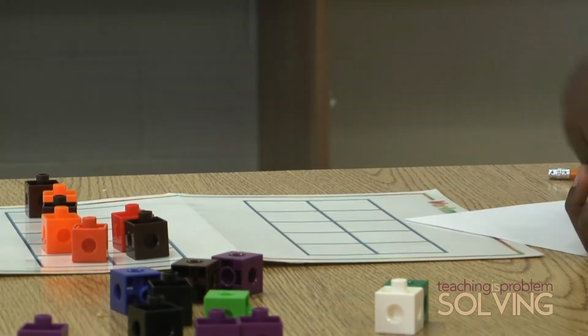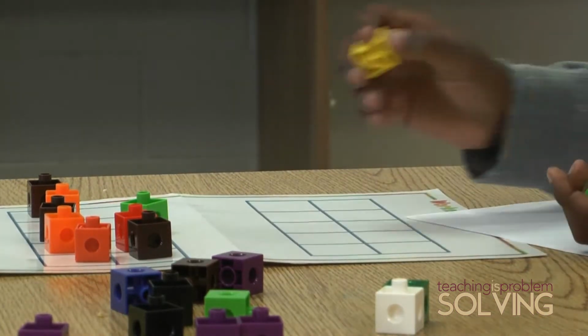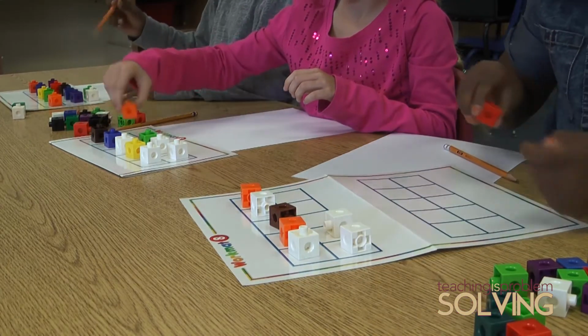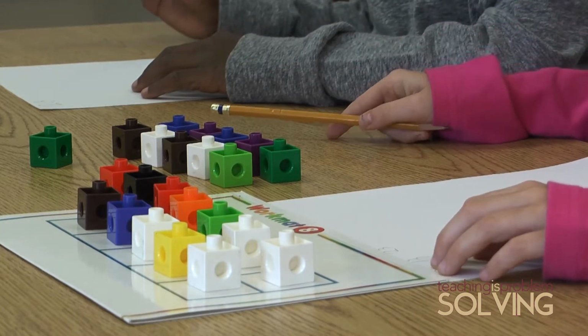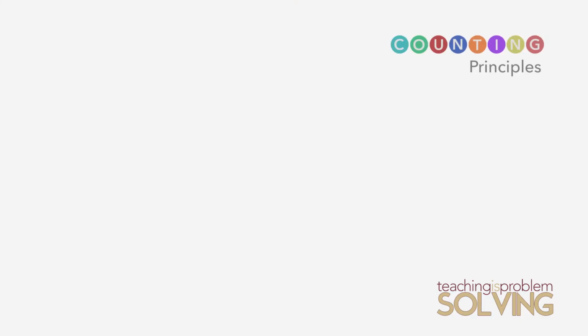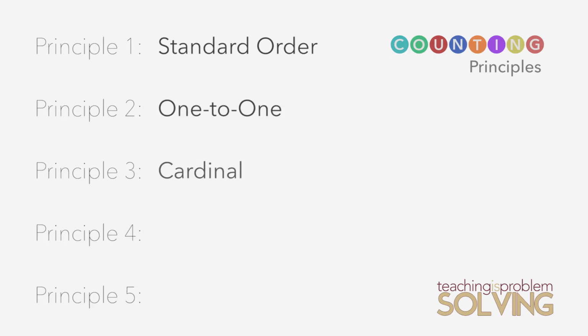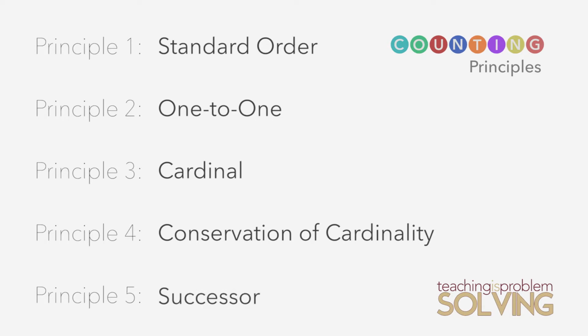And as we learned about the framework for research around counting, we just saw more and more clearly how it's really useful for making sense of what kids are doing. It makes what kids are doing really predictable, and perhaps even more important, it provides us a vernacular and a way to talk with one another about what we're seeing kids do, and what we might do with them next as their teacher or as their parent, for that matter. In the next 5 videos, we're going to discuss 5 principles of counting. The names of those principles are standard order, one-to-one, cardinal, conservation of cardinality, and successor.